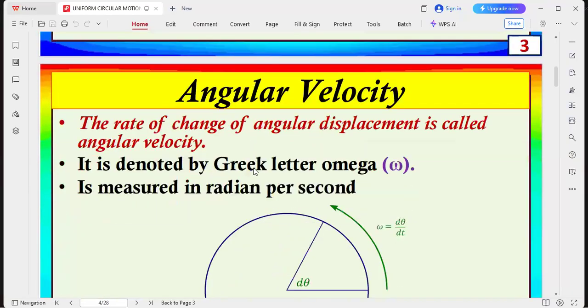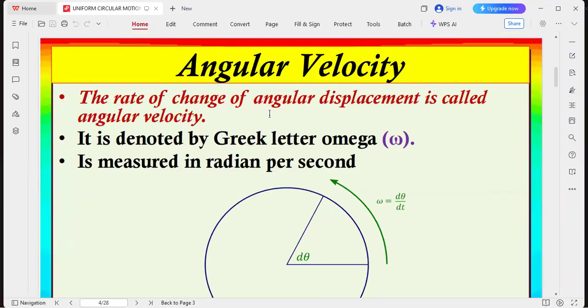The next term is angular velocity. Just like in linear motion, we also talked about velocity, and we said that it's the rate of change of displacement. So when it comes to angular velocity, it means the rate of change of angular displacement.